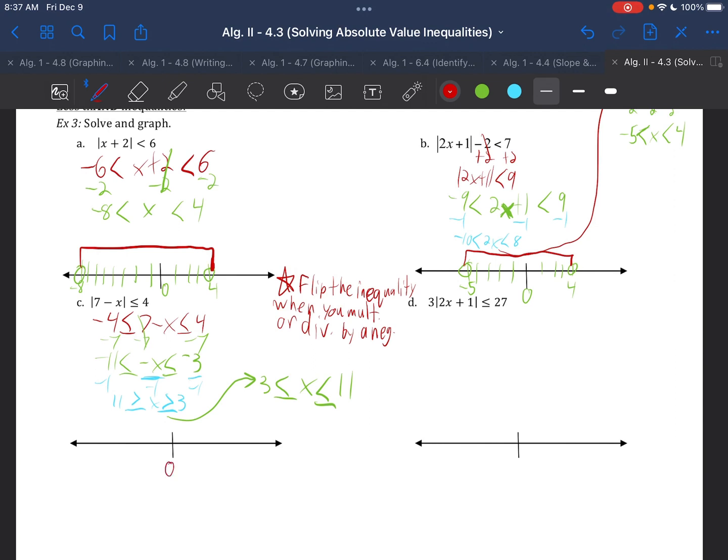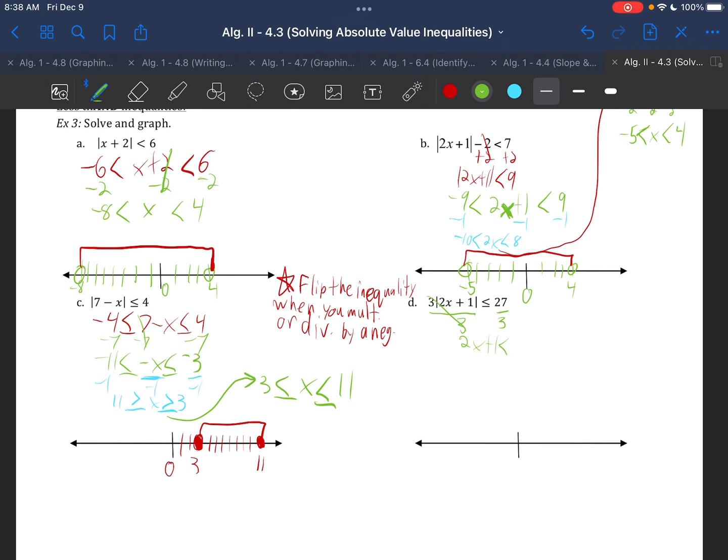That's okay. So now for the graph, they both exist on the right-hand side. So 0 in the middle, 1, 2, 3. Close circle because it's equal to it or equal to it. 4, 5, 6, 7, 8, 9, 10, 11. And they'll connect in the middle again. All right, I'll encourage you again to do letter D on your own.